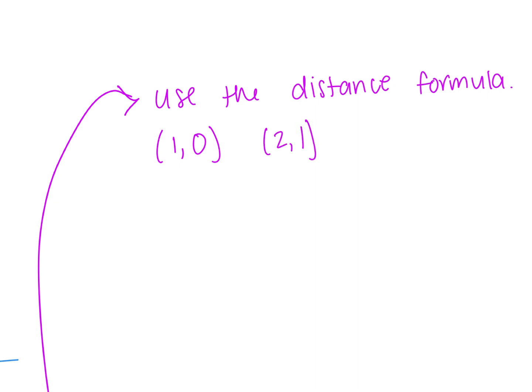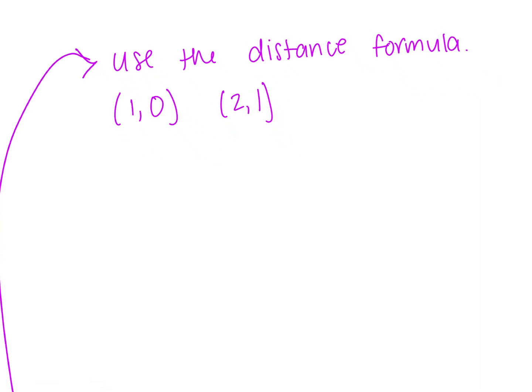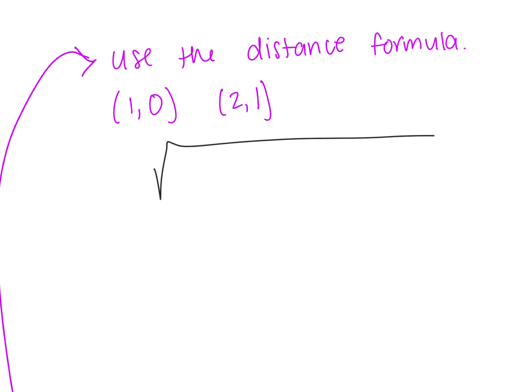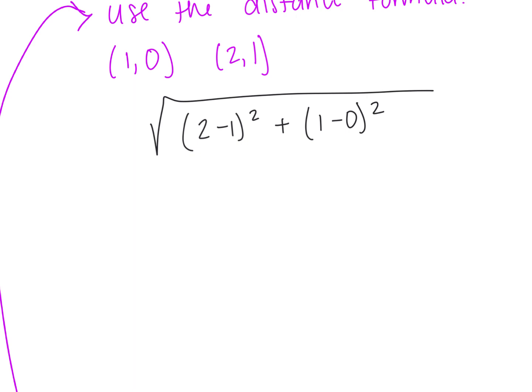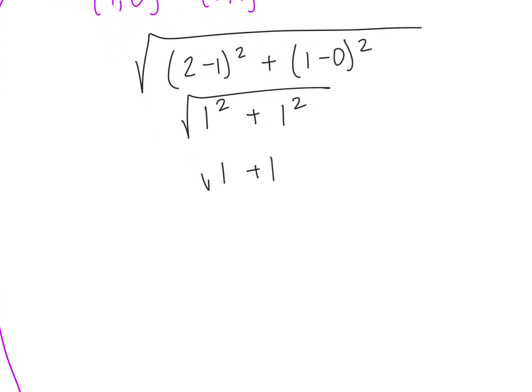So I'm going to use these points now and plug them into the distance formula. We will go over all of this on Monday. So my distance formula, I have my x's, and then I'm subtracting them and squaring them, plus my y's, I'm subtracting them and squaring them. So I'm going to have my x's first, 2 minus 1 squared, plus 1 minus 0 squared. 2 minus 1 is going to get me 1 squared, plus 1 squared. 1 squared plus 1 squared is 1 plus 1. And then I'm going to have the square root of 2, which is my answer.